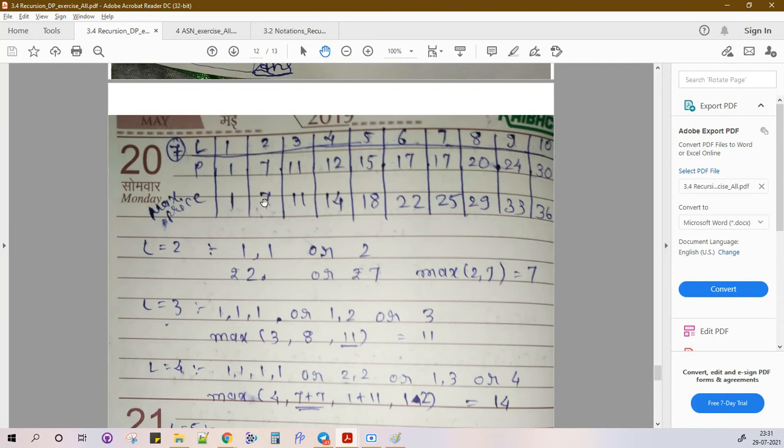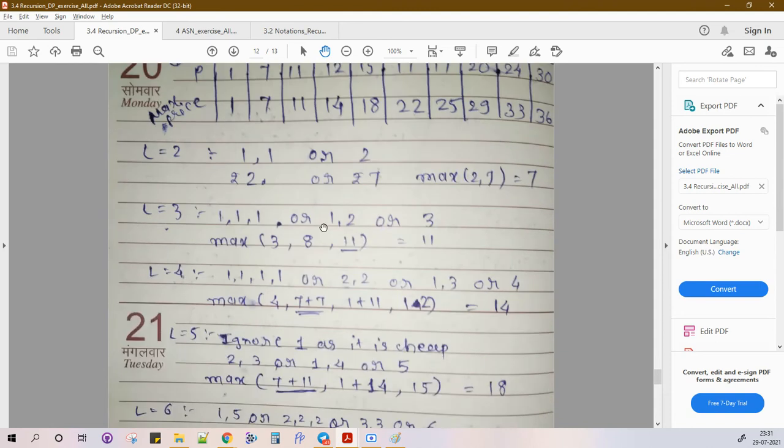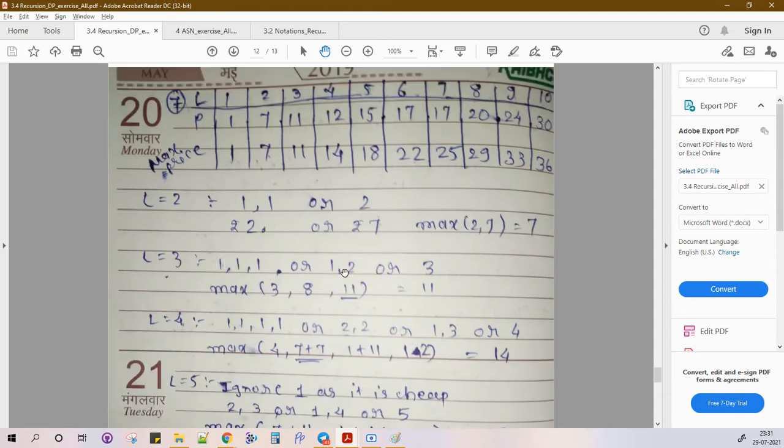So the maximum revenue I can get is 7, right? Maximum earning I can get. For L equal to 3, I have three possibilities: 1 1 1, it is 3; 1 and 2, it is 8; and only 3, 11. So max of everything is 11. So the maximum profit I can get is 11. Now the interesting part will come.